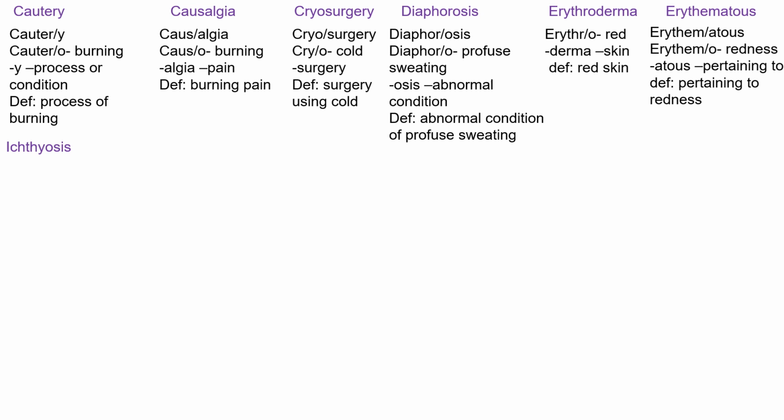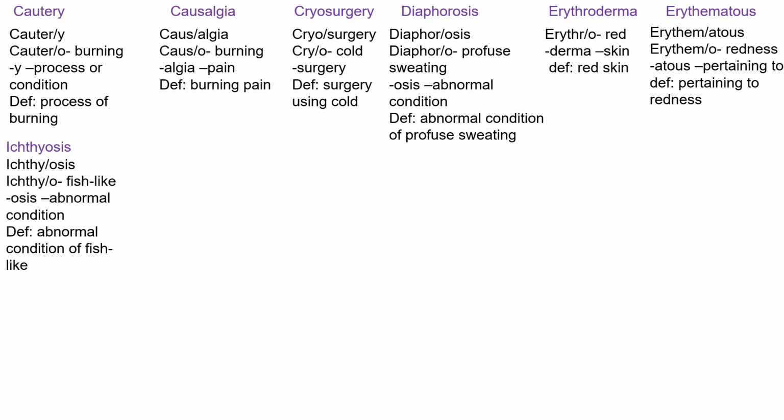Ichthyosis is one of the really nasty conditions that you can see. I did not put any pictures in, but you can look those up on the internet to see. It happens when ichthyo, fish-like, osis, abnormal condition, we see the skin coming off in huge scales. So this is one definitely go look up for yourself.